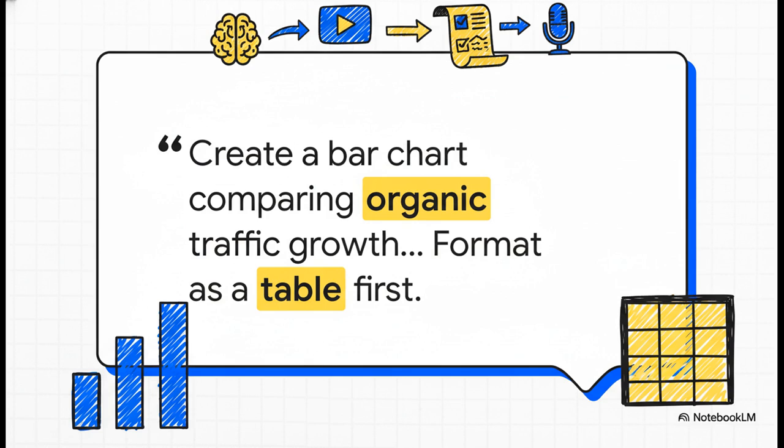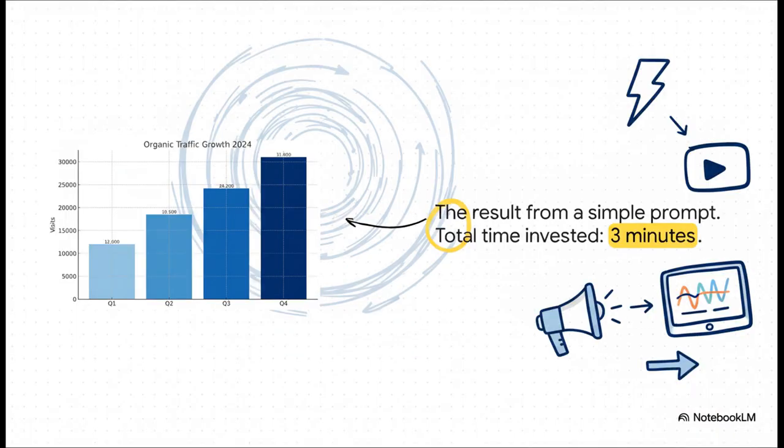You give it the numbers, you tell it the style you want, and here's the key. You ask it to format the data as a table first. It's literally that easy. And bam! This is what you get. This clean, professional-looking bar chart was generated from that simple prompt in just 3 minutes. It's accurate, it looks great, and it's ready to just drop right into your article. This is the kind of power we're talking about.